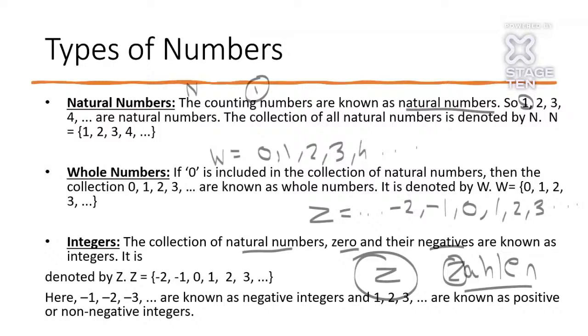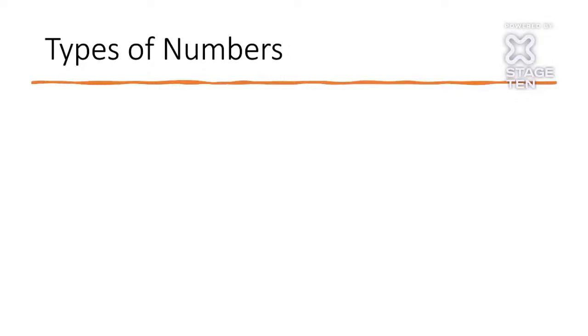Now, minus 1, minus 2, all of these are known as negative integers. 1, 2, 3 are known as positive integers or non-negative integers. And 0 is in the middle of your number line.